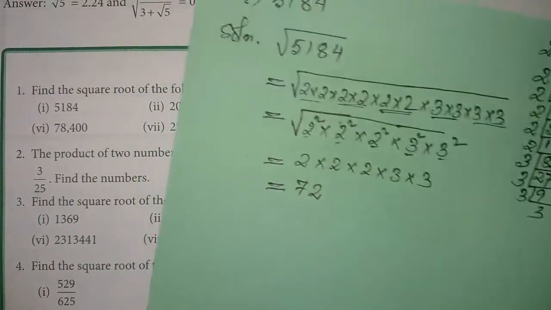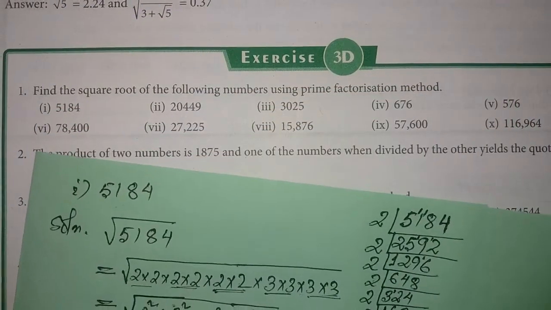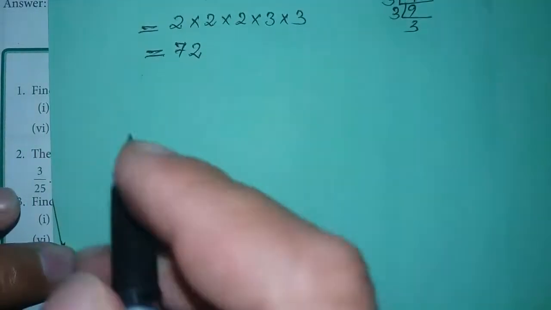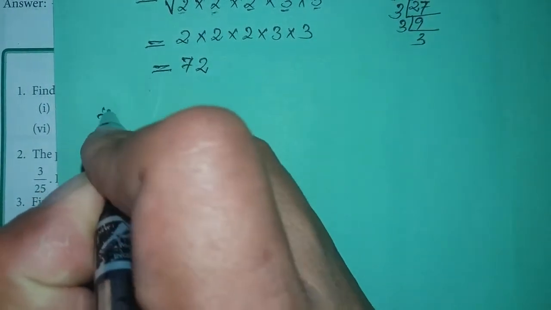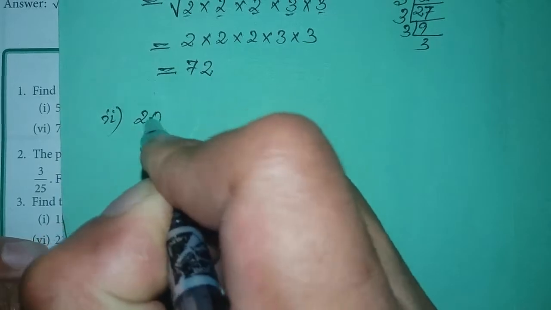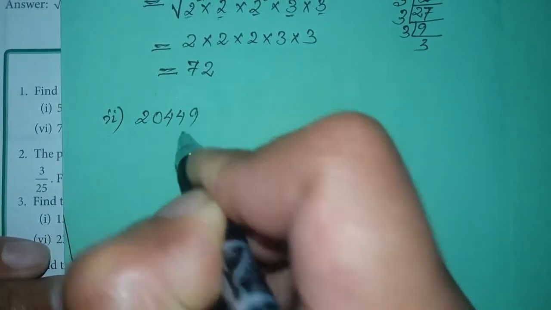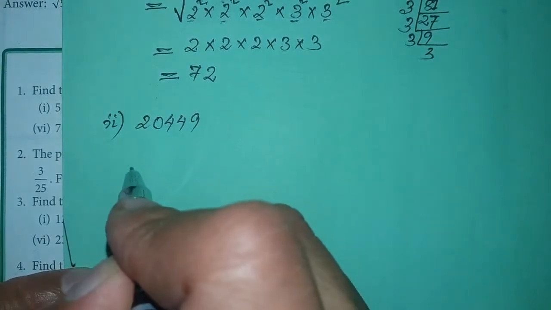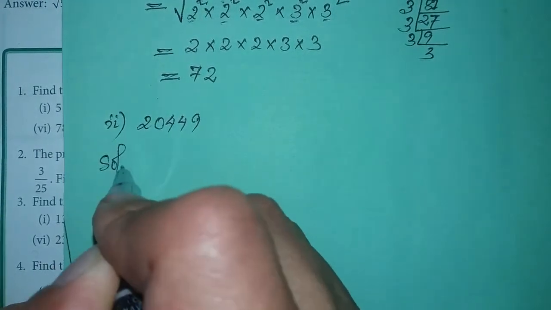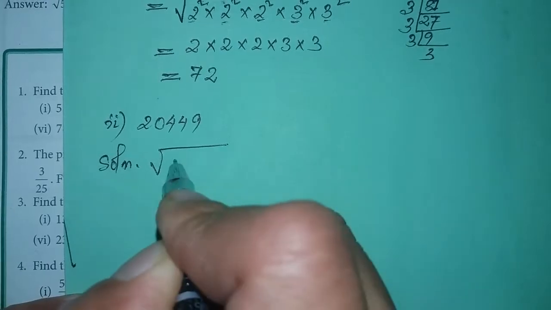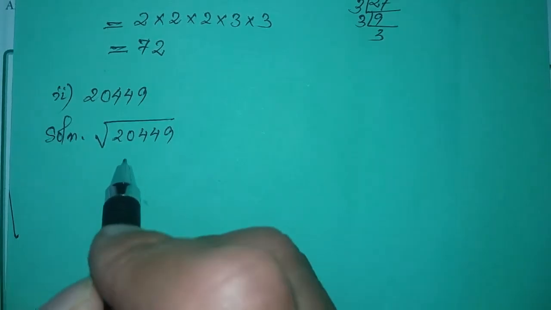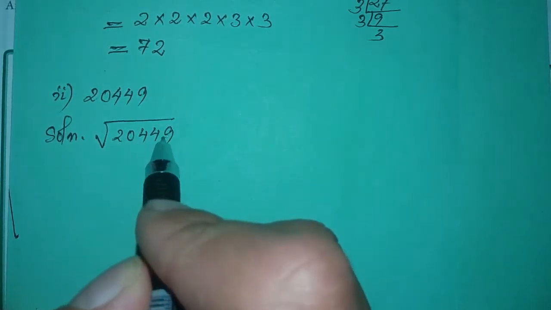Now let's see the next one, 20449. Now square root of 20449. Okay, now square root of 20449.